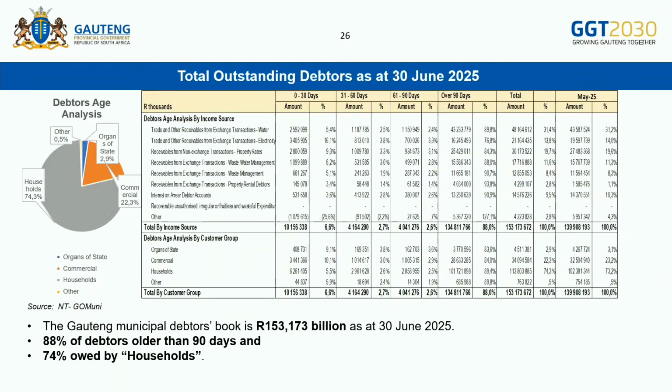Chair, just moving on to outstanding debt. Gauteng Municipal Debtors Book is standing at 153 billion as at the end of June 2025. 88% of those debtors are over 90 days, and 74% are being owed by households. Chair, and then when you look at commercial, it's the second biggest debt owed to municipalities, and just over 23% of that outstanding debt.